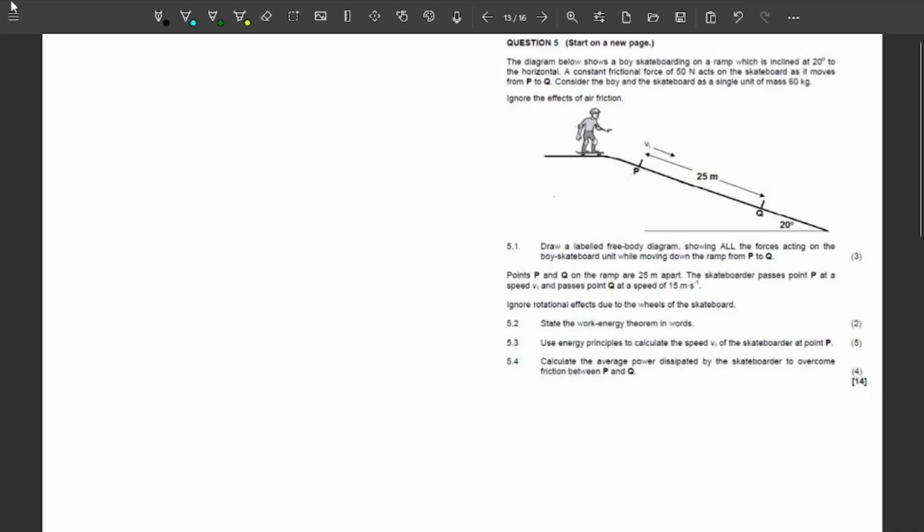Good. So the question statement reads: the diagram below shows a boy skateboarding on a ramp which is inclined at 20 degrees to the horizontal. Now, a constant frictional force of 50 newtons acts on the skateboard as it moves from P to Q. Consider the boy and the skateboard as a single unit of mass 60 kilograms. Now, the first question reads: draw a labeled free body diagram showing all of the forces acting on the boy skateboard unit while moving down the ramp from P to Q. So that's 5.1 here.